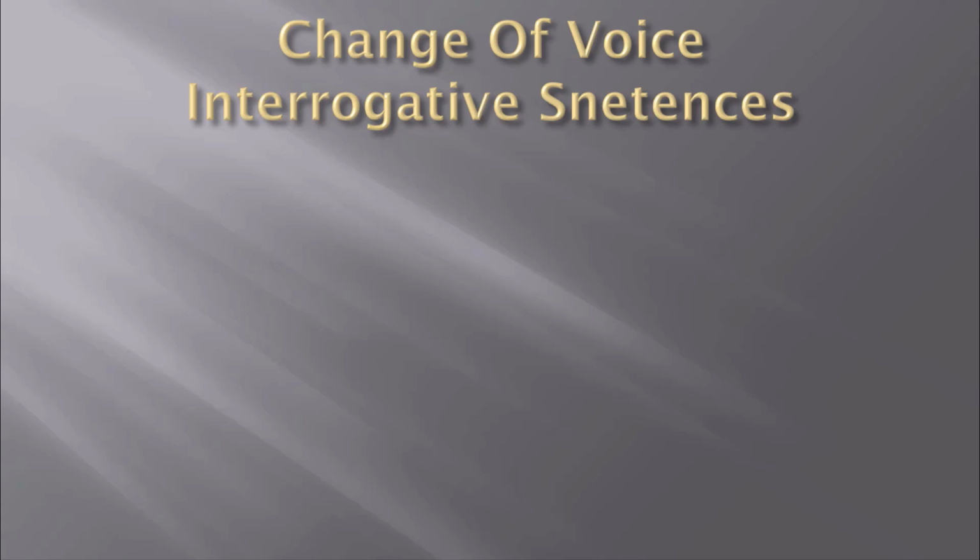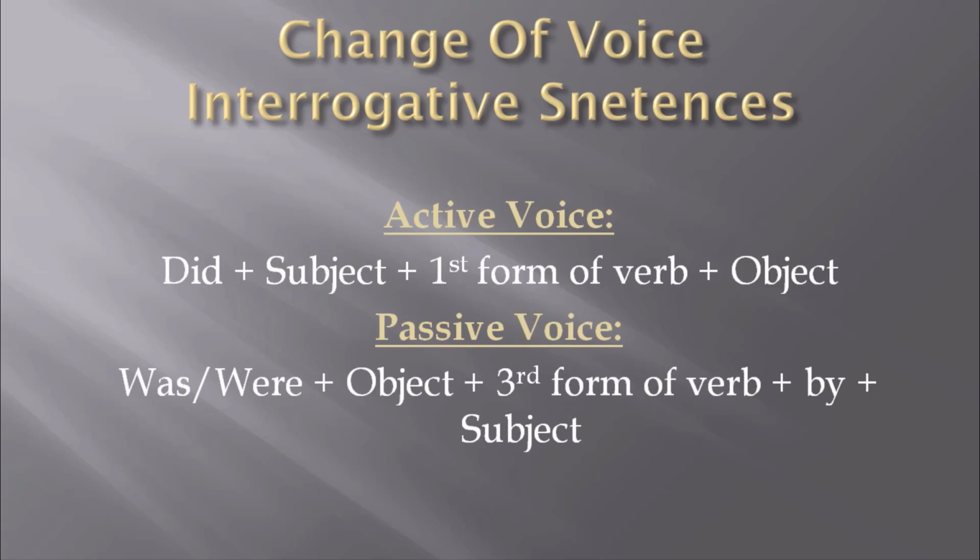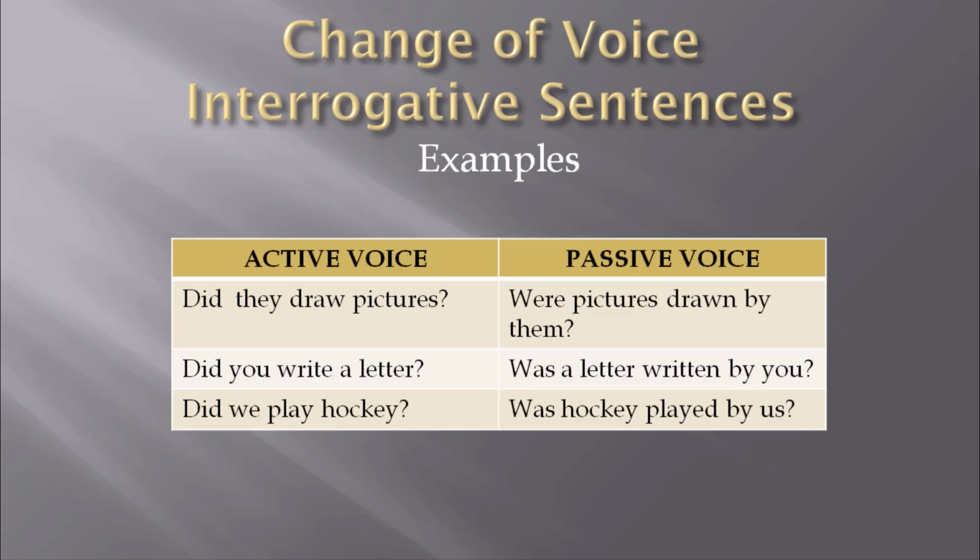Interrogative sentences. Formation of active voice: did plus subject plus verb plus object. Formation of passive voice: helping verb plus object plus third form of verb plus by plus subject. Now come to examples. Number 1. Did they draw pictures? Were pictures drawn by them?